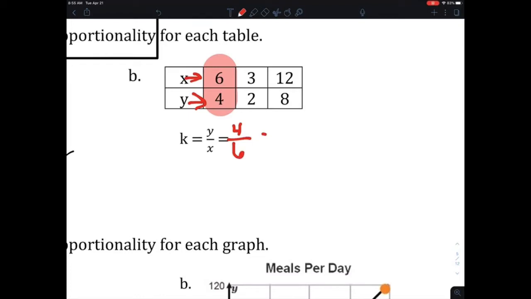We're going to simplify or reduce it, making sure there's not a common factor between the numerator and the denominator. In this case, there's a 2, right? 4 divided by 2 gives us 2. 6 divided by 2 gives us 3. Can we simplify that any further? No, that's already in simplest terms. Of course, we can convert it to a decimal, 0.6 with a repeating bar, but not necessary. We'll leave it like that.